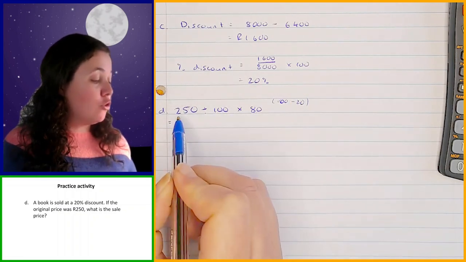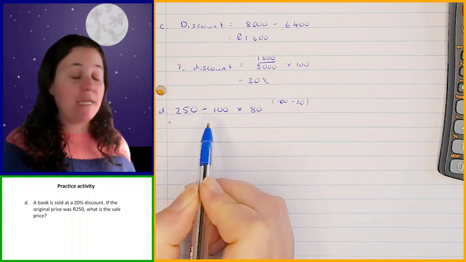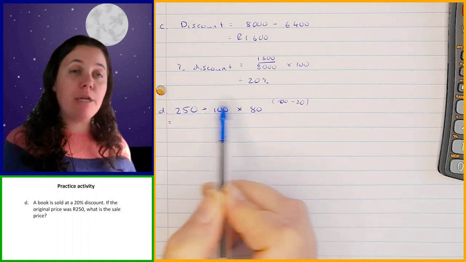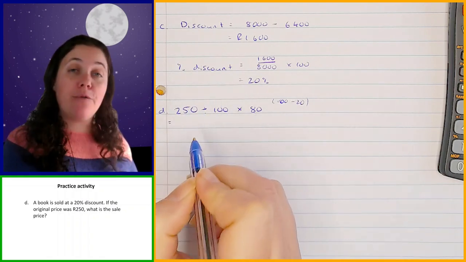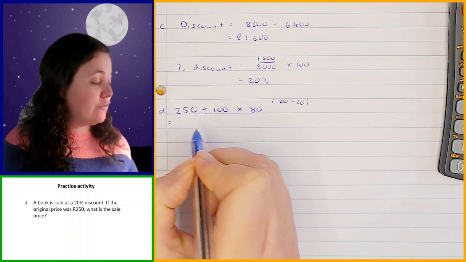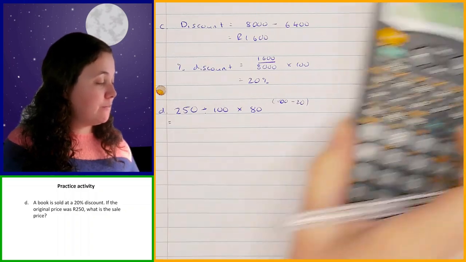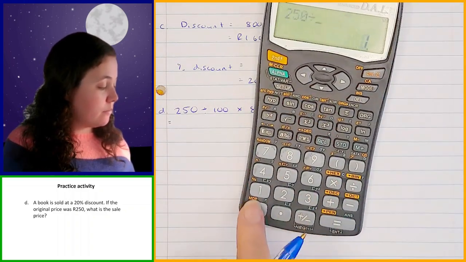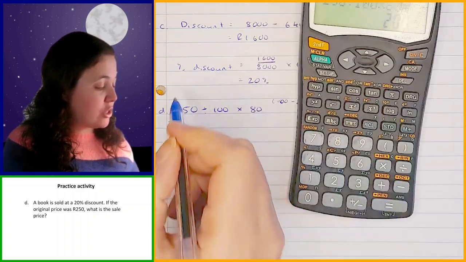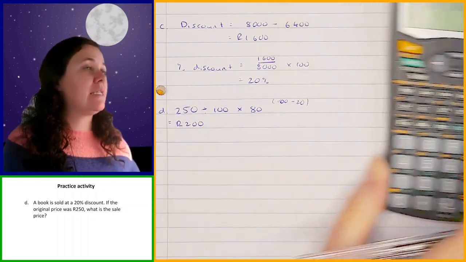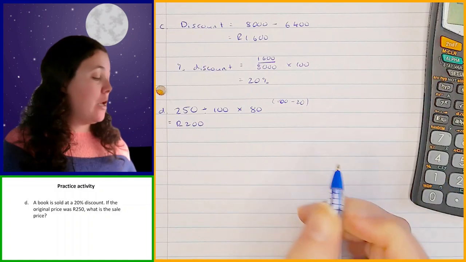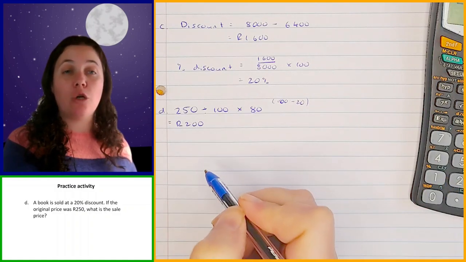Now you could also have just said 250 times 0.8, but remember I said that this method is going to work in other situations as well. So that is why I prefer to use this method. So we have 250 divided by 100 times 80, and that gives us 200 Rand. So that is the sale price. That's the amount that you would pay while it is on sale.